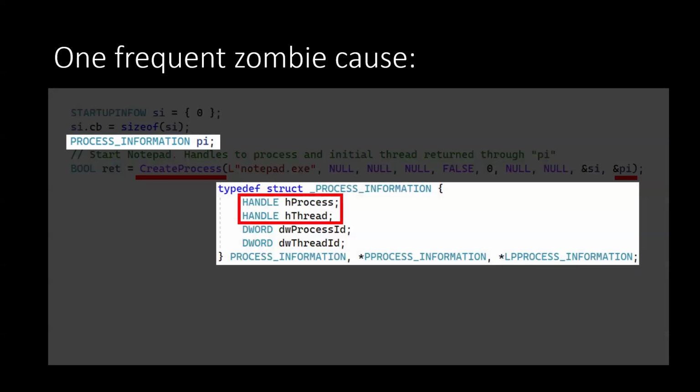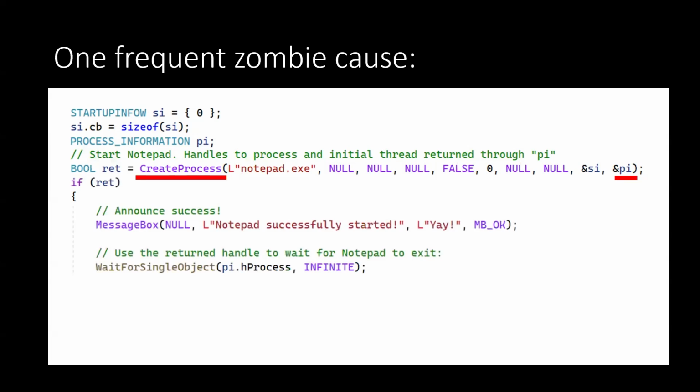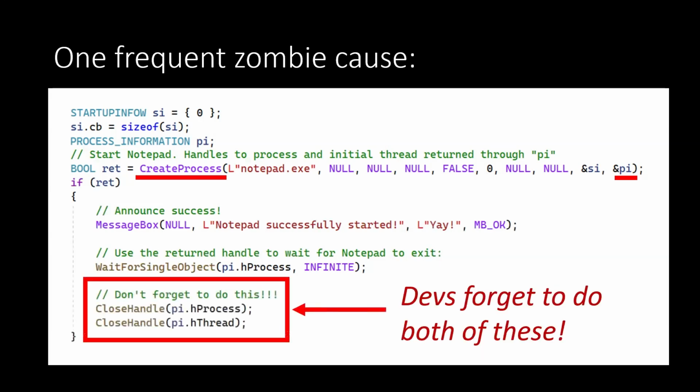These are now in the calling process's handle table, and it's the calling process's responsibility to close those handles when they're no longer needed. So what can it use it for? The caller could use the process handle to wait for the process to exit, as shown here. But in any case, it must at some point close both of those handles. And this is something that sometimes devs fail to do. And by the way, even if the process handle is closed but the thread handle isn't, the corresponding thread object will remain in kernel memory, which will also keep the corresponding process object from being freed.